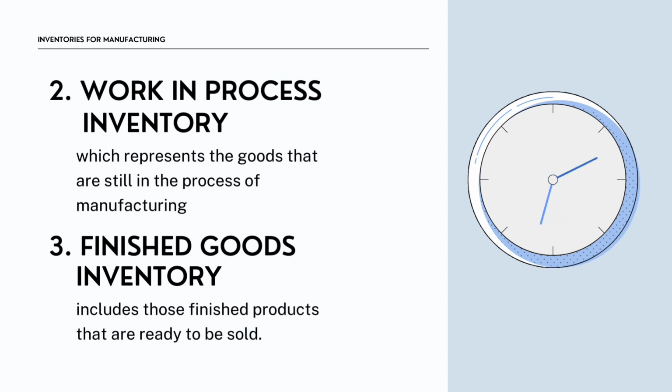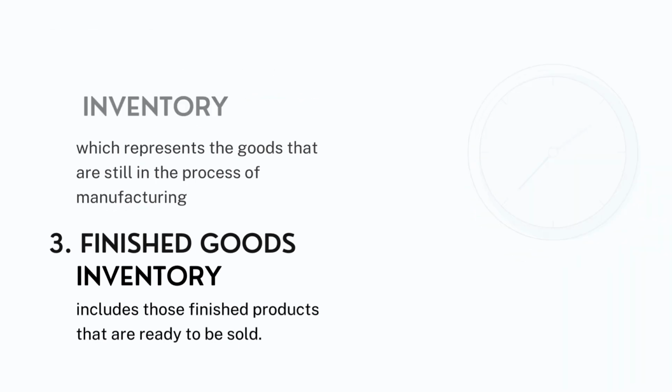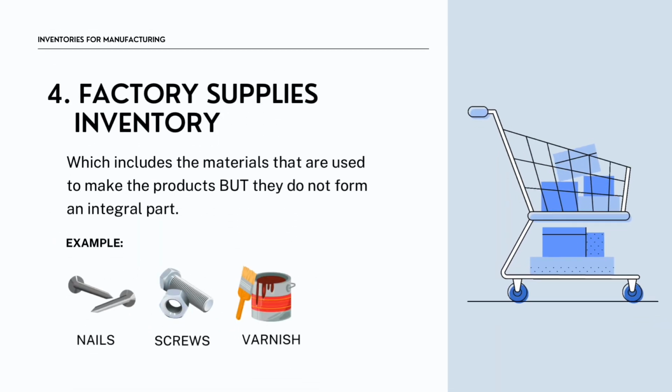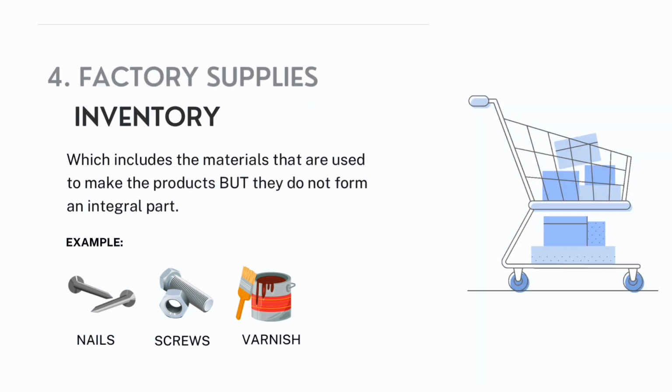The third one is finished goods inventory, which includes those finished products that are ready to be sold. And lastly is the factory supplies inventory, which includes the materials that are used to make the products or maybe finalize the products, but they do not form an integral part of the product itself. An example would be nails, screws, and varnish.